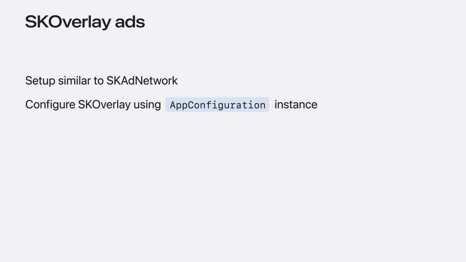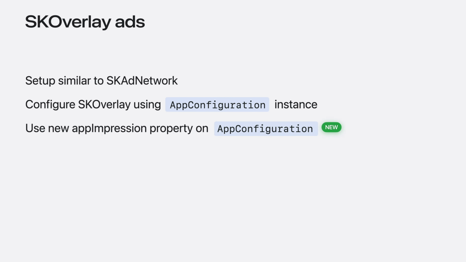Moving on to SK Overlay. Implementing SK Overlay follows the same pattern in Ad Attribution Kit as it did in SK Ad Network. We use instances of app configuration to set the SK Overlay up. You will set your instance of app impression to the new app impression property on app configuration.